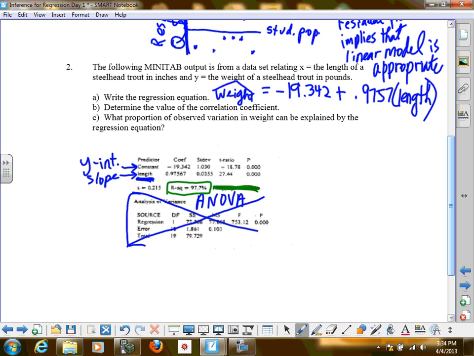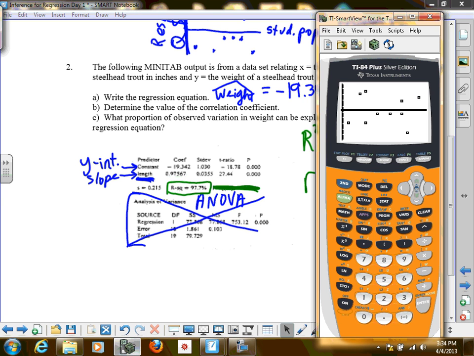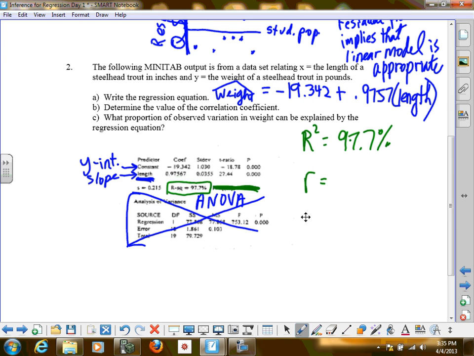But we do not use that here. But that's where that comes from. Okay, so we got R squared. If R squared is 97.7%, then what will R be? Good. It's the square root of that. So the square root of 0.977 comes out to be 0.988, which is a strong positive linear relation.